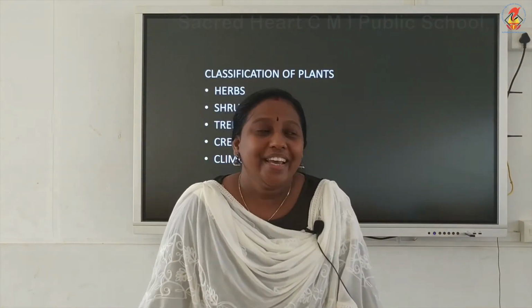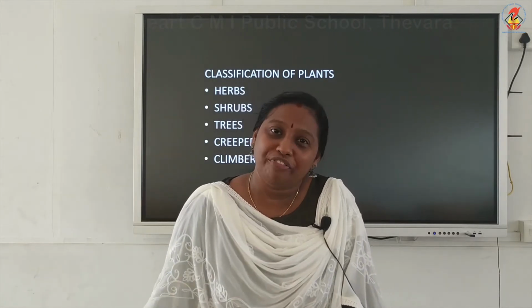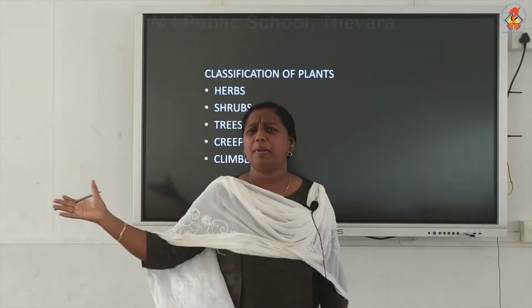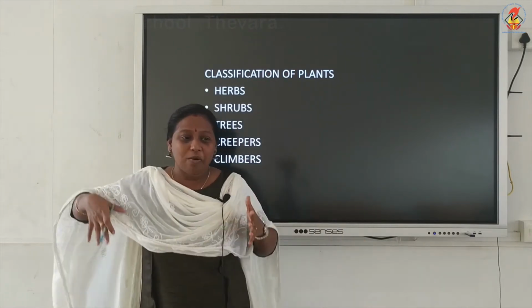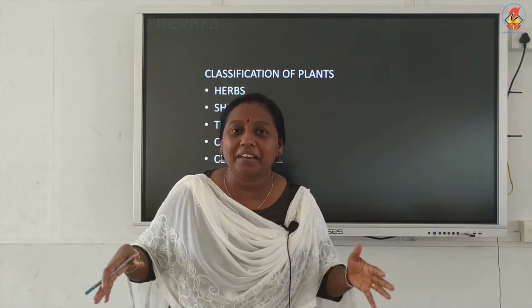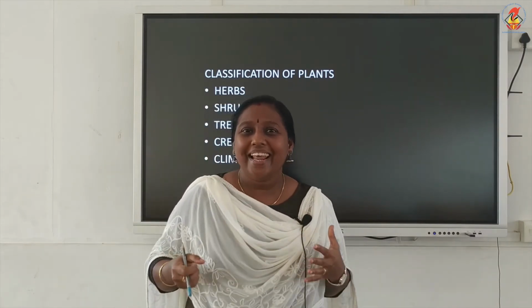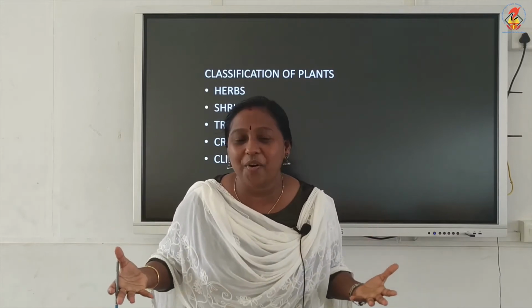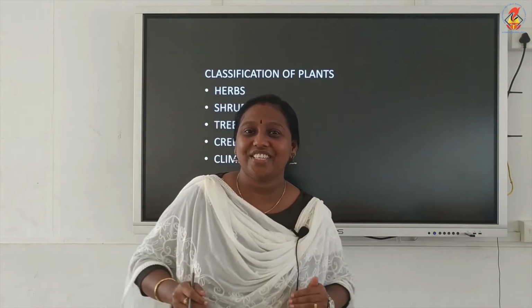Classification means what? It means grouping. Okay, you are going to group plants into different categories. You can see a variety of plants around you, isn't it? Some plants will be very small, some will be very tall, some will be climbing, some will be creeping. Okay, some will be having hard stem, some will be having soft stem. Like this, a variety of plants you can see around you. We are going to group these plants into different categories.